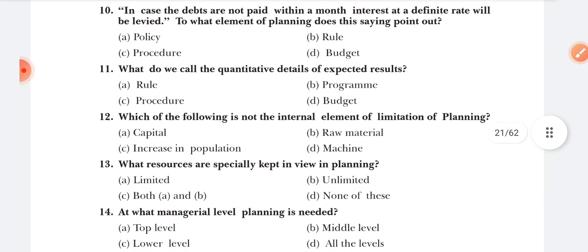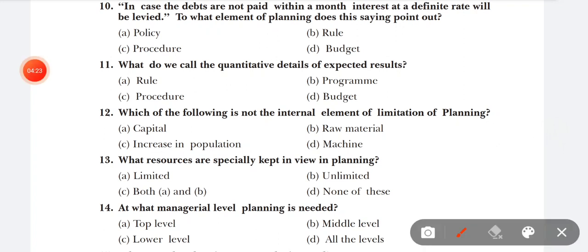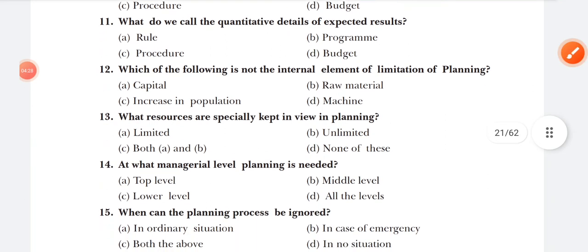Now question 14. At what managerial level planning is needed? Option A, top. Option B, middle level. Option C, lower level. Or option D, all of these. And the correct answer of this question is option D, all the levels. Now question 15.